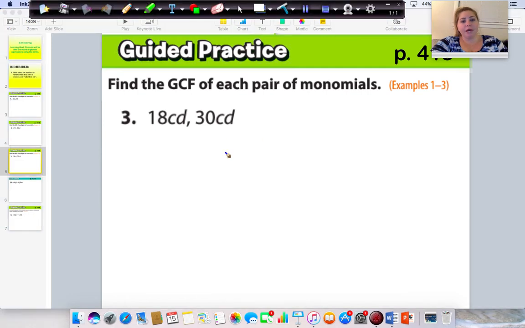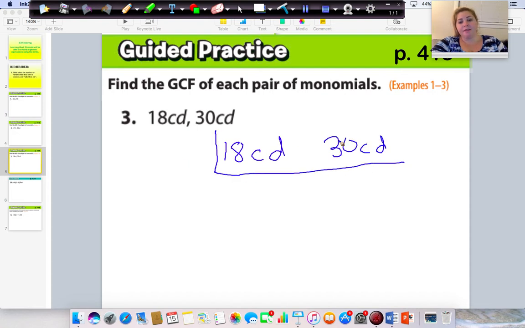Okay, we've got 18CD and 30CD. Automatically I see that they both have CD in common. And I see that they're both even numbers, so I know they have 2 in common. So I'm going to go ahead and take out 2CD.